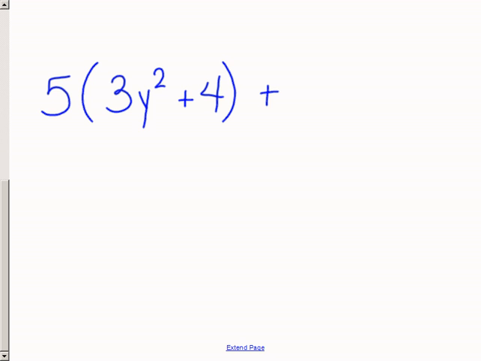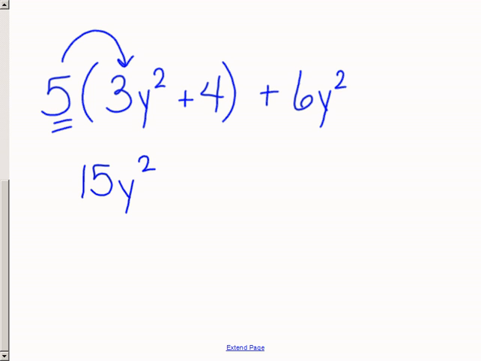For example, 5 times 3y squared plus 4 plus 6y squared. So when we look at that, something really important to note is when I do the 5 times 3y squared, it's no different than having the exponent there than when we didn't have an exponent. Sometimes people get confused about that. So 5 times 3y squared is just 15y squared. That y squared part doesn't change. I just multiply the constant times the coefficient if the number on the outside is a constant.